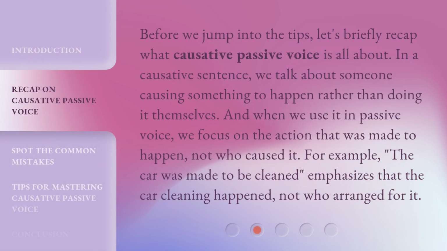Before we jump into the tips, let's briefly recap what causative passive voice is all about. In a causative sentence, we talk about someone causing something to happen rather than doing it themselves. And when we use it in passive voice, we focus on the action that was made to happen, not who caused it. For example, "The car was made to be cleaned" emphasizes that the car cleaning happened, not who arranged for it.